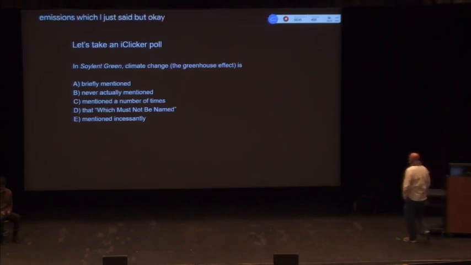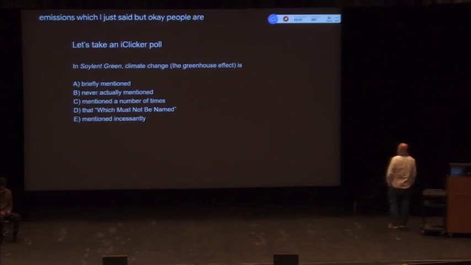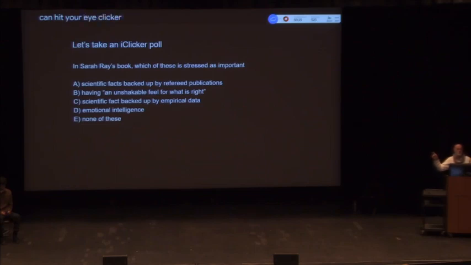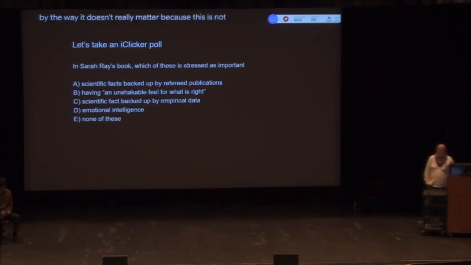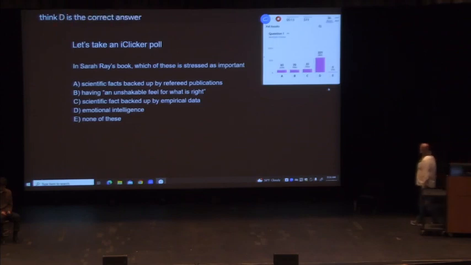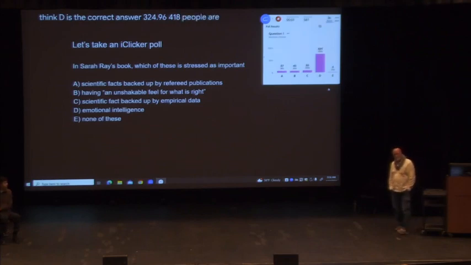But, okay, people are... Oh, wait, sorry, did I just... Uh-oh. Go back. This was supposed to be the one. I might have pushed the button twice. You can hit your iClicker button twice, don't worry, if you put in the wrong one. And by the way, it doesn't really matter because we're just taking roll. It doesn't matter what you put there. So, should have a little drum roll for what people think. D is the correct answer, 324, 96, 418. People are getting the idea.